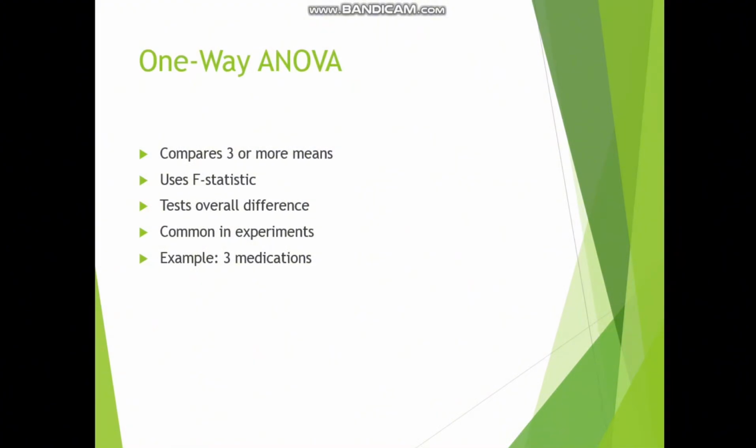One-way ANOVA is used when we compare 3 or more means. Instead of many t-tests, we use one ANOVA test. It checks if at least one group mean is different. This method is common in experiments and business studies.